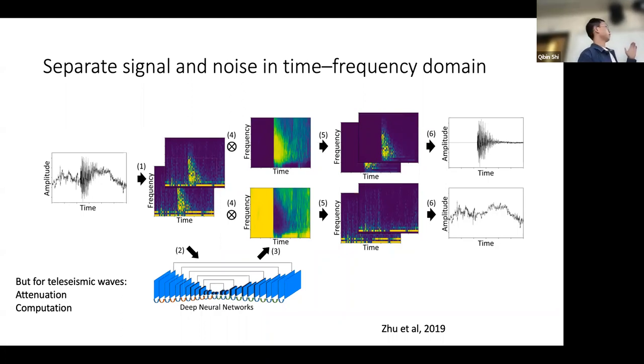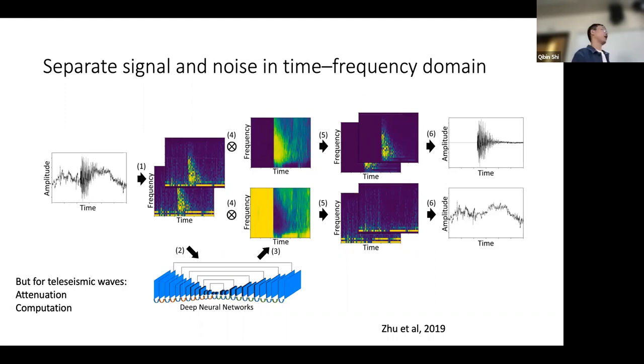So maybe this will increase efficiency of the training and make it easier to train the neural network. But here we don't want to do this because of two reasons. First, we are focusing on the teleseismic waves. It has a strong attenuation for the high frequency signals. Which means we expect our data has overlapped frequency content between the signal and the noise. So it may not be easy for us to identify or distinguish the P wave and the noise from the time frequency domain. This is the first reason.